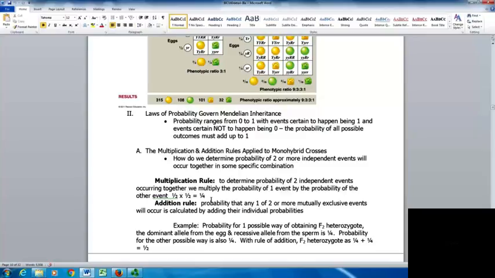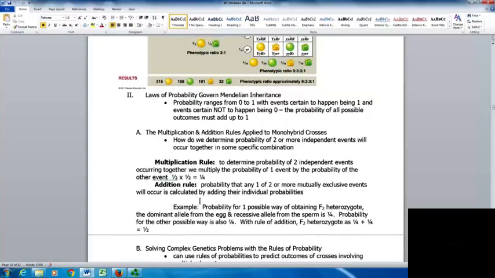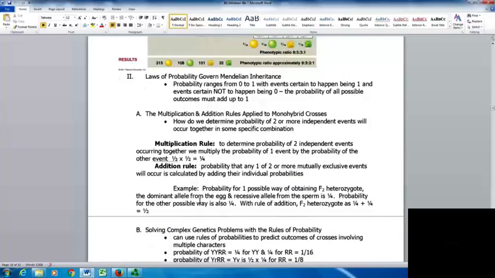in Mendelian inheritance. The addition rule, this is your probability that any one of 2 or more mutually exclusive events will occur. This is going to be done by adding their individual probabilities. So probability for one way of obtaining the F2 heterozygote, the dominant allele from the egg and the recessive allele from the sperm is 1 in 4. The probability for the other possible way is also 1 in 4. By using the addition rule, the F2 heterozygote will have a 1/4 plus 1/4 chance, which is 1/2.